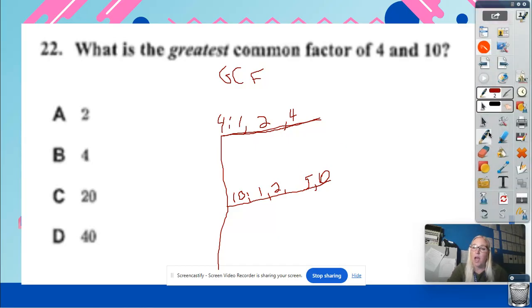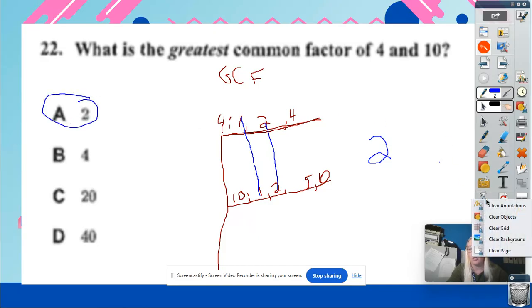Now, I need to find the greatest common factor. So the factor that is in both lists, that is the largest number. 1 is in both lists, 2 is in both lists, 4 is not, 5 is not, and 10 is not. So now that I know that 1 and 2 are on both lists, which one is the largest? Which one has the greatest value? And that is the 2. So what is our greatest common factor? That is A, the value of 2.